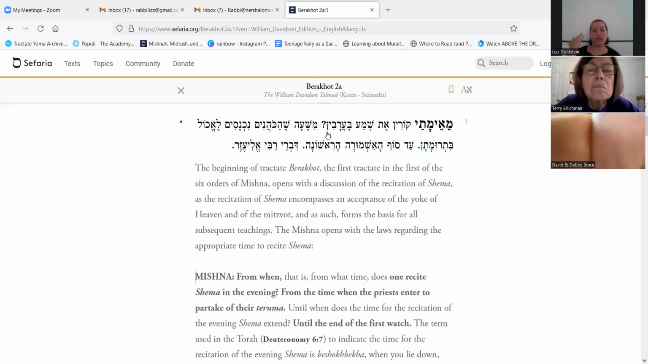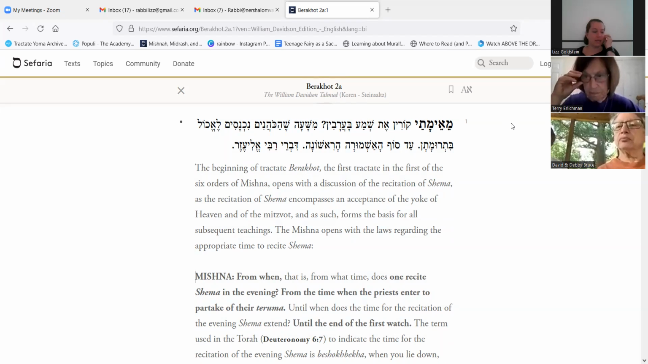But even though I know the Hebrew is maybe not super helpful for you, there are certain terms that become key words or formulaic words, so I think it's helpful to still hear a little bit. So like I said, me'ematai korin et Shema ba'aravin, from when, that is, from what time, does one recite the Shema in the evening? You might recognize from our Shabbat blessings, ma'ariv aravim, same word, that's the evening.